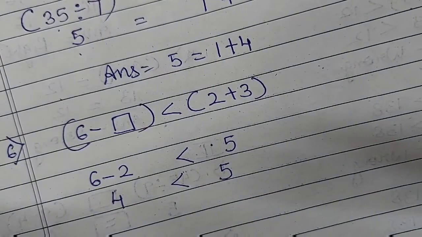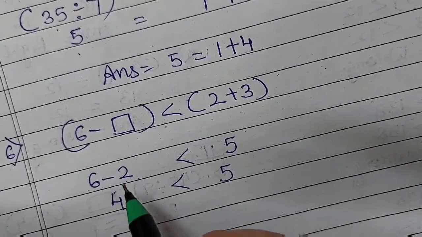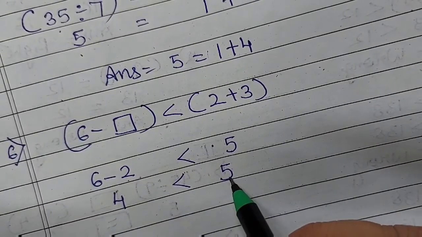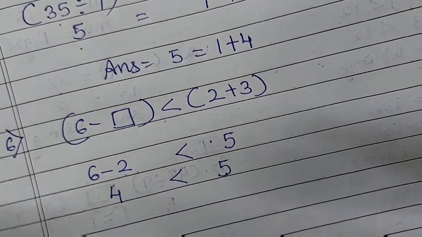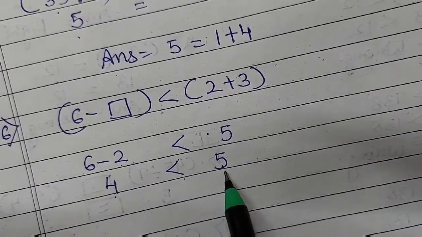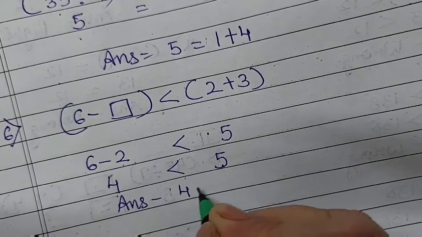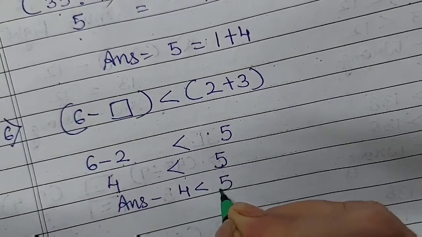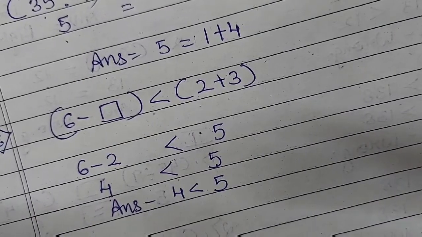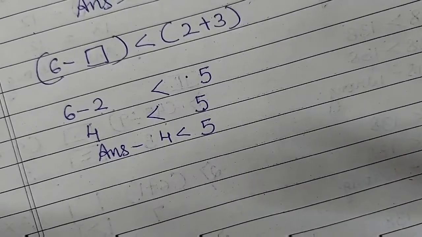Got it? Here you can write any number. You can write 3, you can write 4, but the number should be smaller than this number. Understood? So 6 minus 2 is 4, 4 lesser than 5. So this will be your answer, 4 lesser than 5. Correct? Now along with this we have completed problem set number 55.